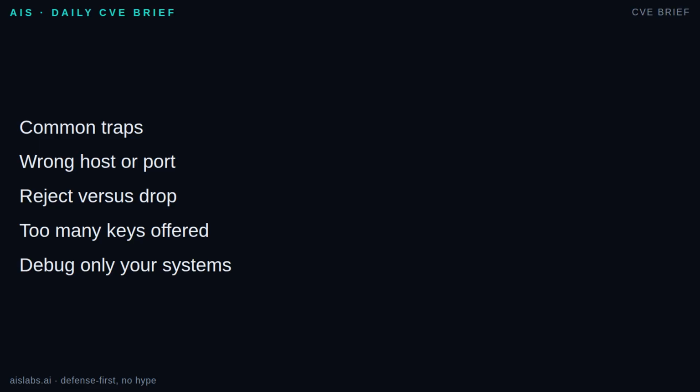The third trap is missing auth detail. -v shows identity files found and public keys offered. If the server rejects each key and finally says permission denied, transport was fine. Also watch for too many keys offered from an agent. Last note, run these checks only against systems you administer or have permission to test.